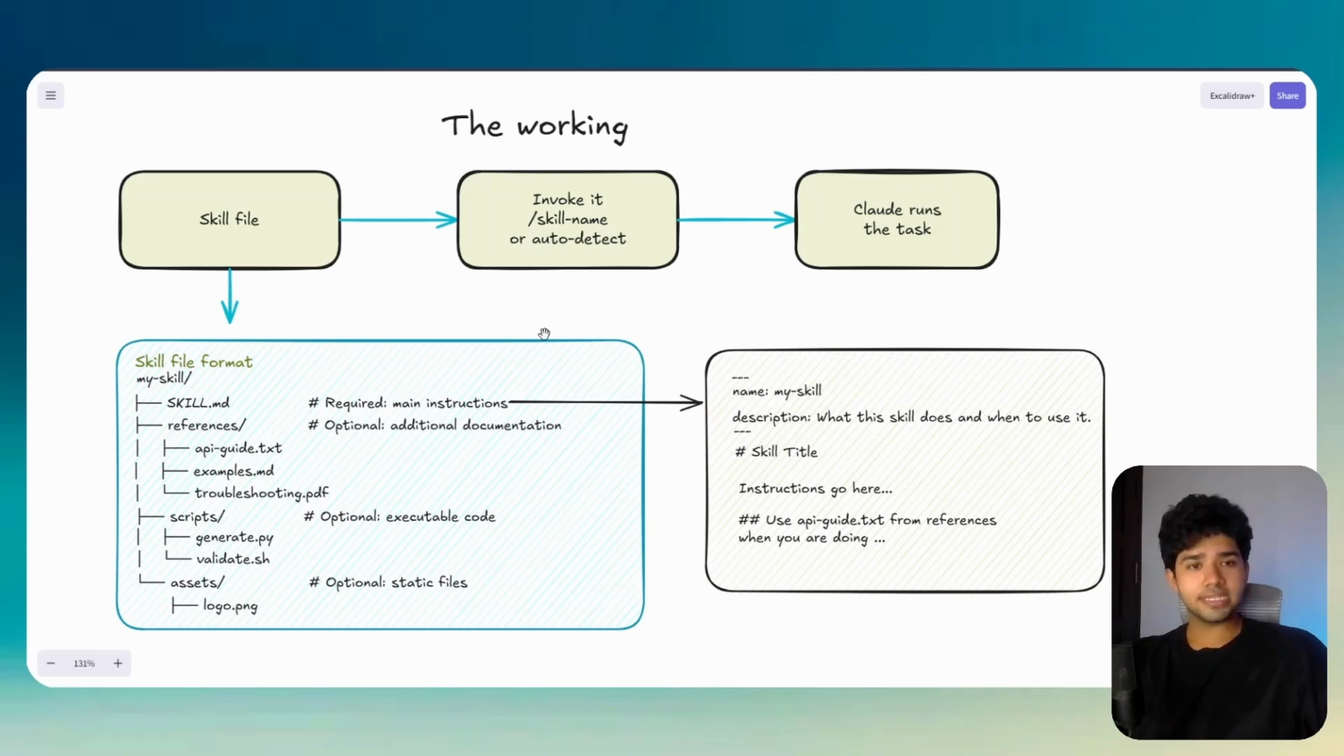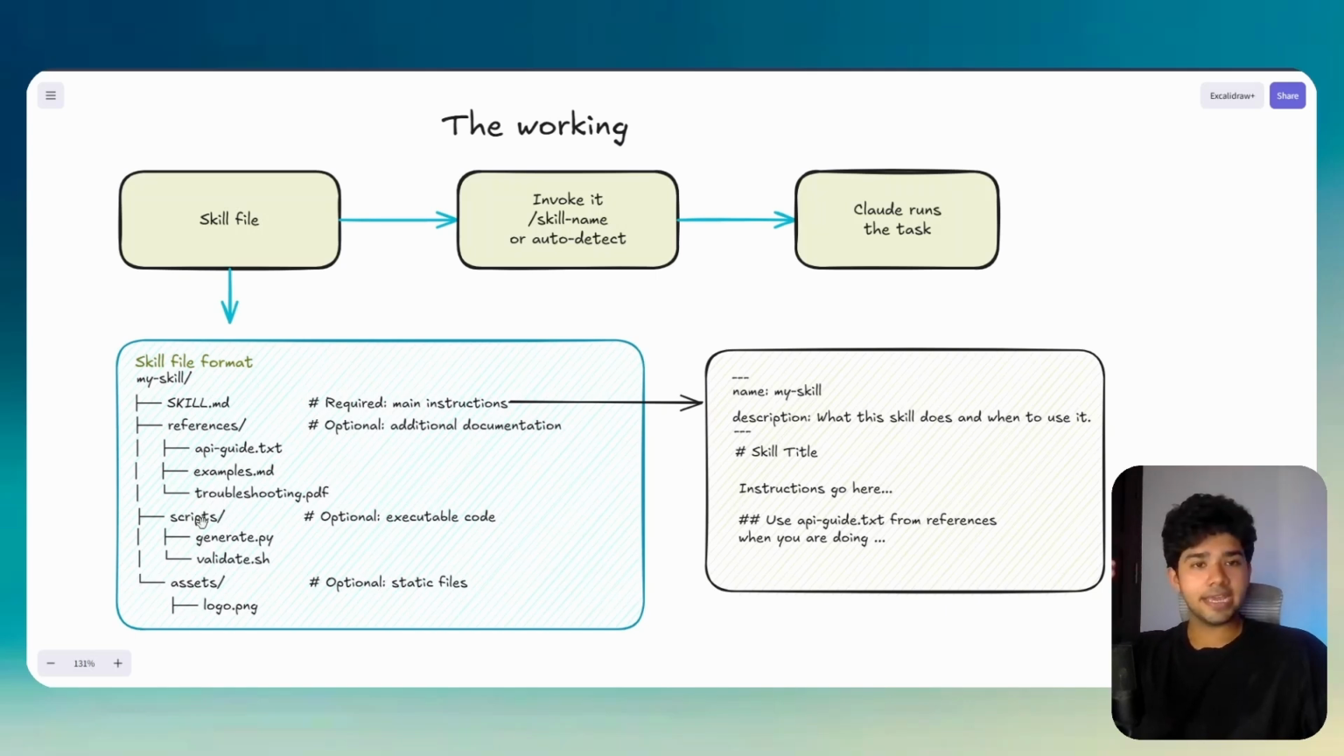Now at the core, a skill is just a skill.md file. But if you want to take it a step further, you can include folders like references, scripts, and assets. References, as the name suggests, are just references for the core skill.md file. So it can include files like txt files, md files, or even PDFs. And Claude refers to it if it's specified in the instructions here.